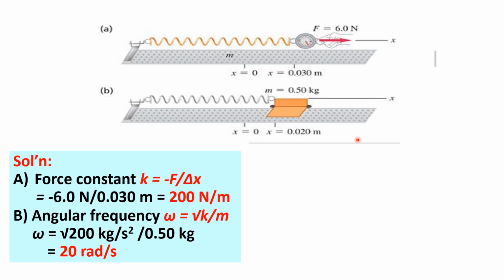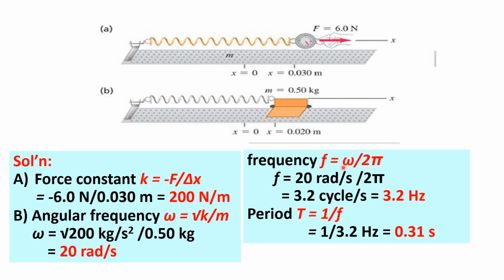Aside from omega, we are also required to determine the frequency f. Frequency here is defined as the number of cycles, how many complete cycles or complete vibrations the body has per unit time. In terms of the angular frequency omega, we just divide omega by 2 pi. That is how we get the frequency f.